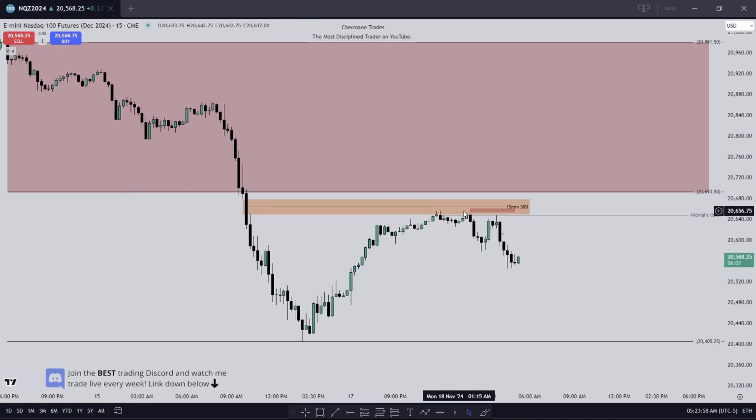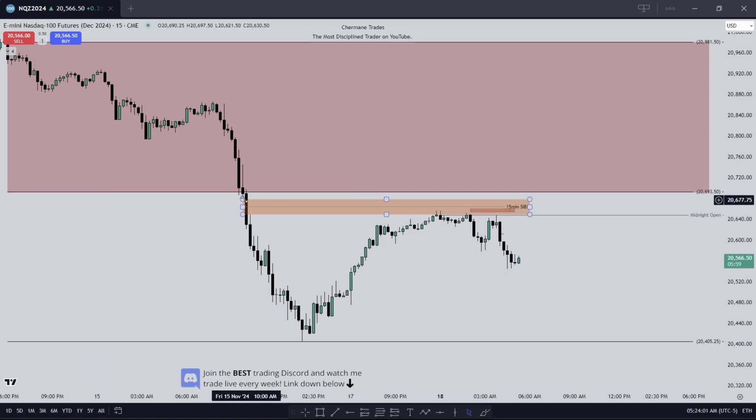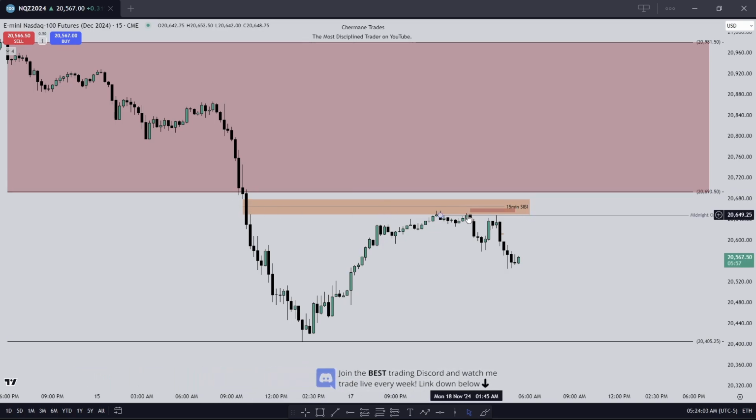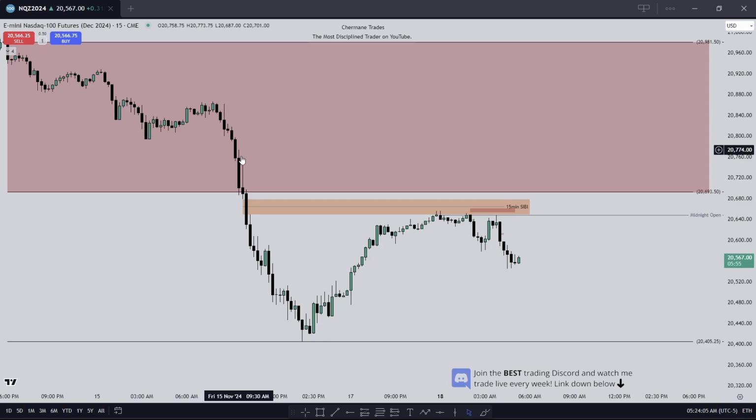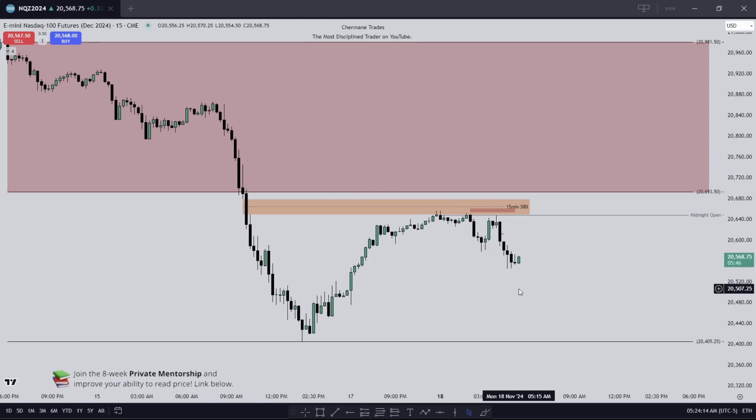15-minute chart. Fair value gap here. We want to see that offer resistance. Why? Not interested in anything up here being traded to. We have a balanced price range here, right above the inefficiency. That's all narrative to support the idea of NASDAQ working lower.